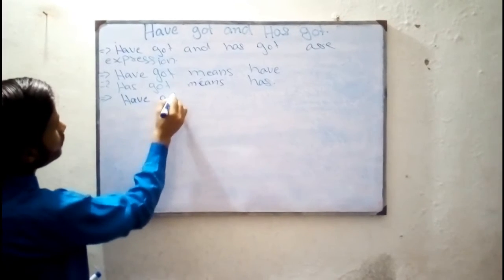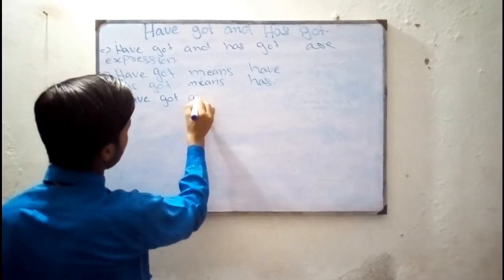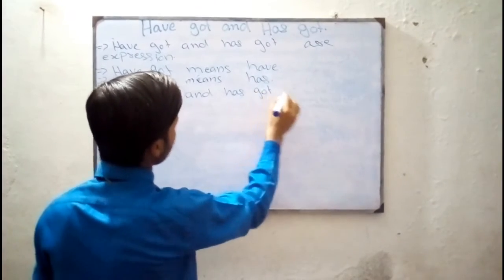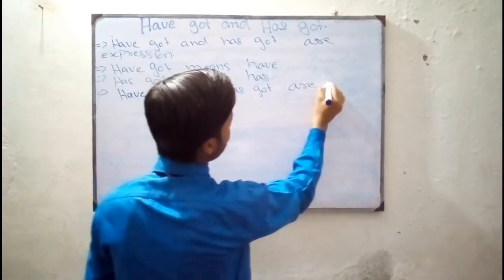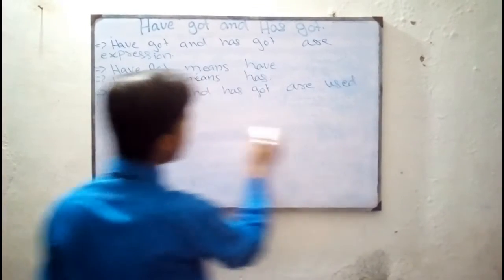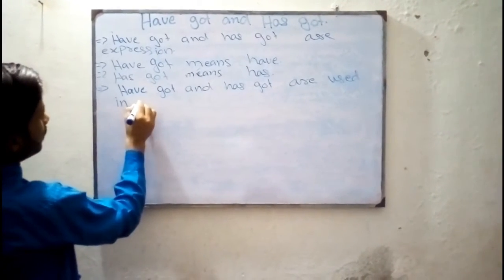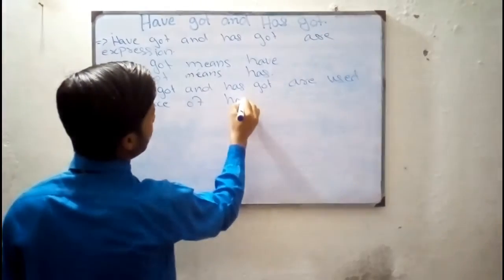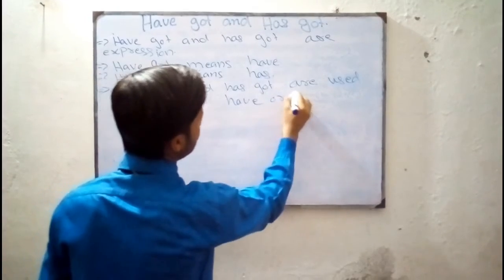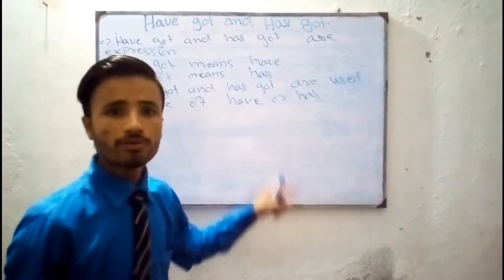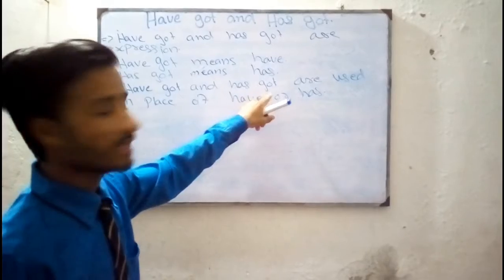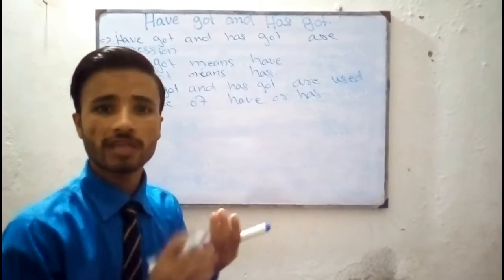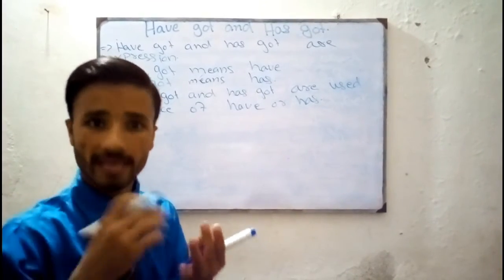Have got and has got are used in place of have or has. We use have got and has got in place of have or has. You know, we can use whether we want to use have or have got, or has or has got.